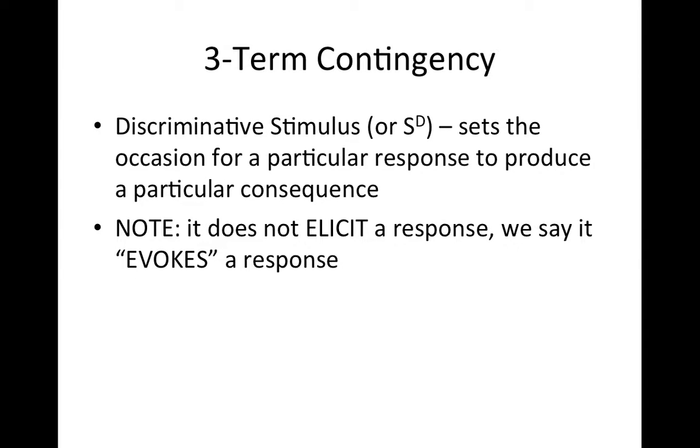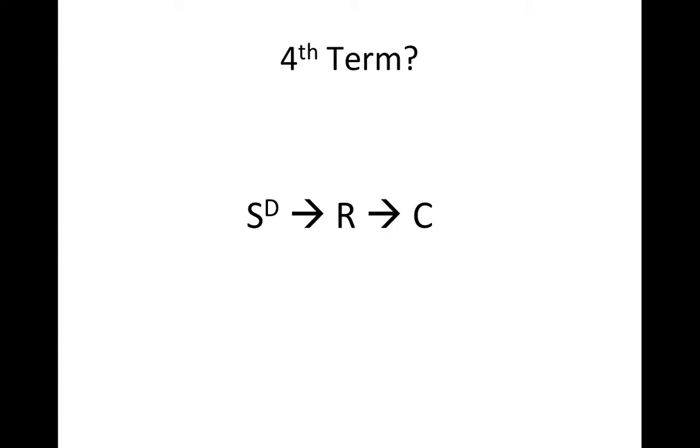The discriminative stimulus, or the SD as we sometimes abbreviate it, sets the occasion for a particular response to produce a particular consequence. Note that it does not elicit a response. We say it sets the occasion for it, sets the table for something to happen. We say that it evokes a response. It doesn't goad it, doesn't pull it out, it doesn't force it like in Pavlovian conditioning or in a reflex.